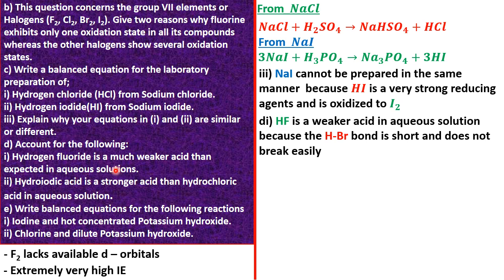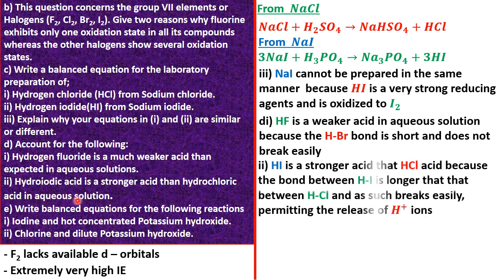Now the next part asks why hydroiodic acid is stronger than hydrochloric acid in aqueous solution. The same thing goes. We'll say that hydroiodic acid is a stronger acid than HCl because the bond in HI is longer than that in HCl, and as such it breaks easily, which permits the release of H plus ions.